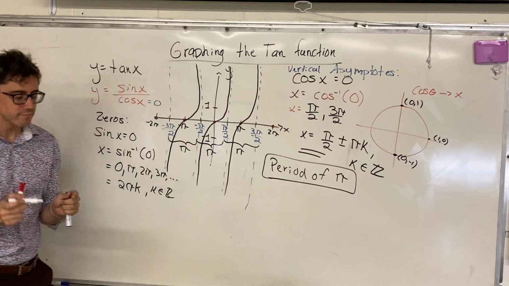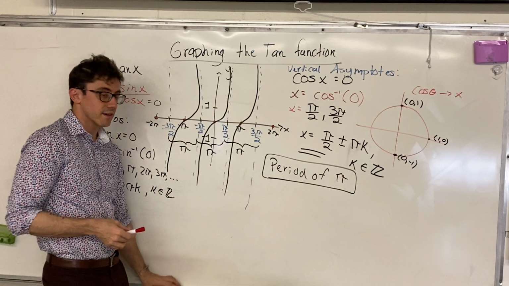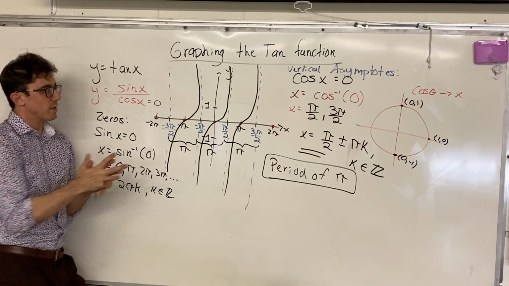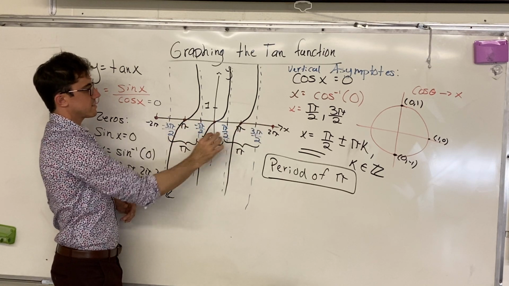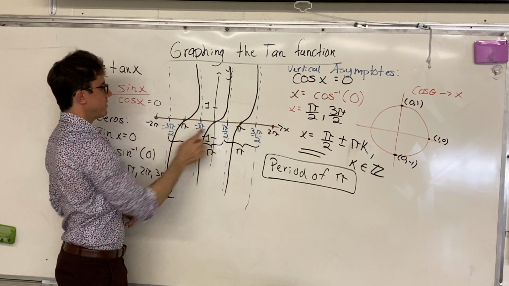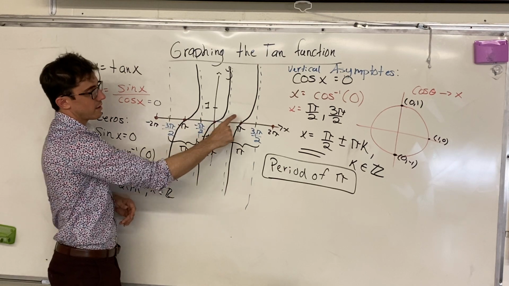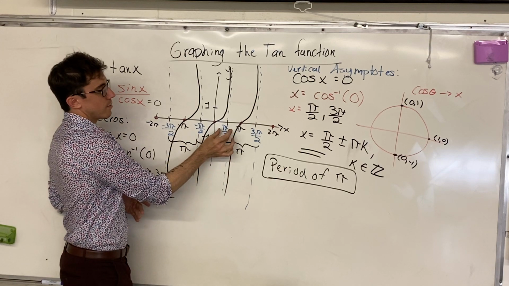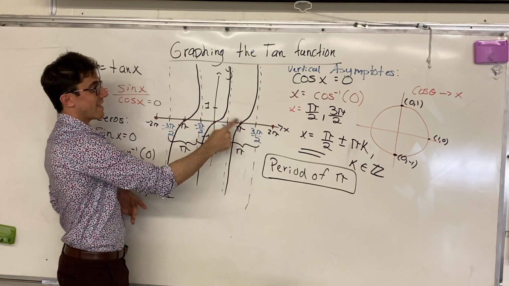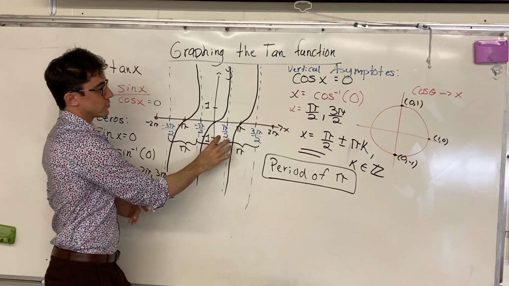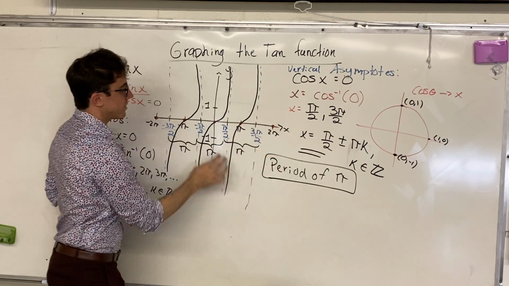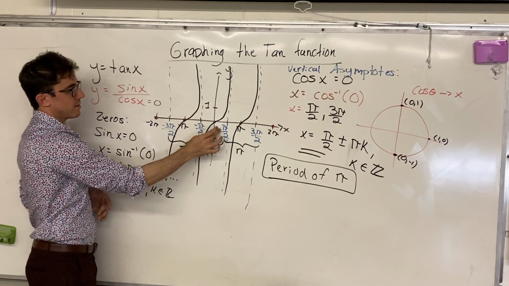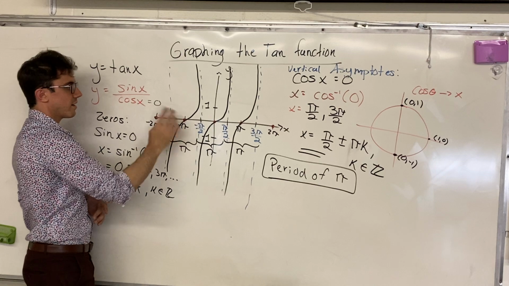Okay? And so this is our very general y is equal to tan of x function graphed. We have our zeros on the x-axis at every integer multiple of pi, negative 2 pi, negative 1 pi, 0 pi, 1 pi, 2 pi, and so on and so forth. We have our vertical asymptotes at pi over 2, plus or minus any integer multiple of pi, so pi over 2 plus 1 pi, plus 2 pi, plus 3 pi, pi over 2 minus pi, minus 2 pi, minus 3 pi, so on and so forth.